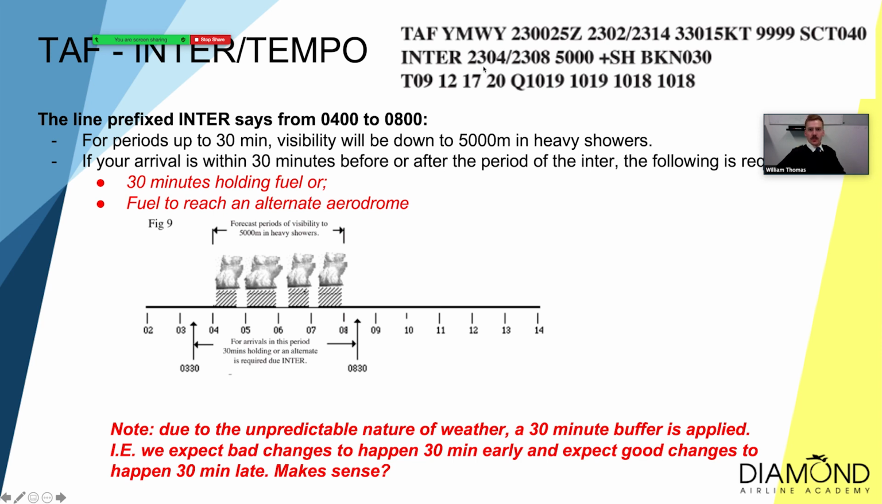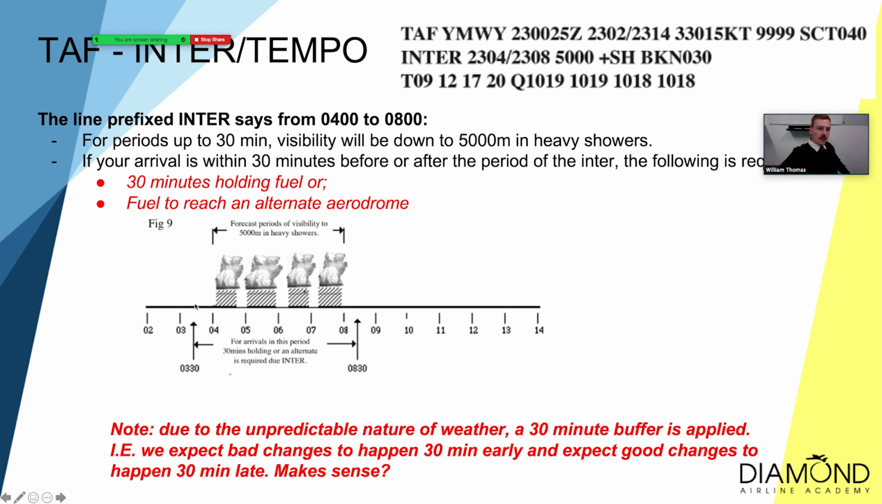INTER from 23rd day of the month, 0400 to the 23rd day of the month, 0800. Visibility, 5,000 metres. Heavy showers, broken, 3,000 feet. All right, so within that INTER period, which is between 0400 and 0800, we may experience intermittent periods of up to 30 minutes where the visibility may be 5,000 metres with heavy showers and broken cloud at 3,000. Now we need to add our 30-minute buffers on either side of that time frame.